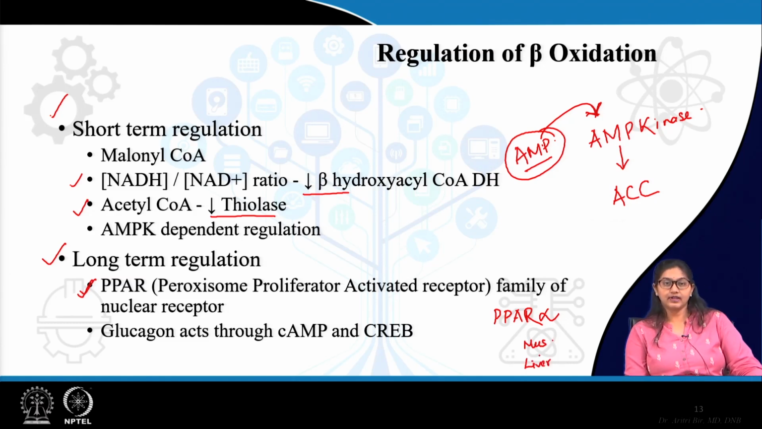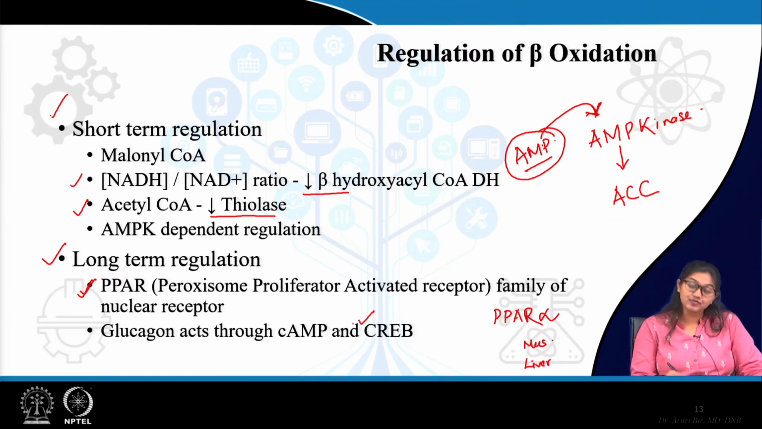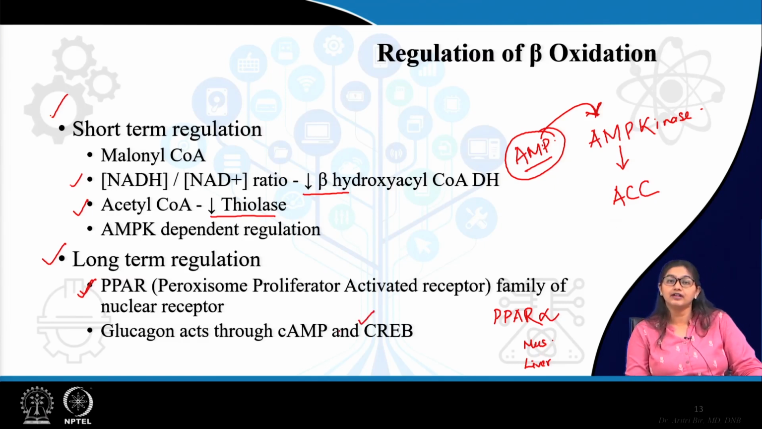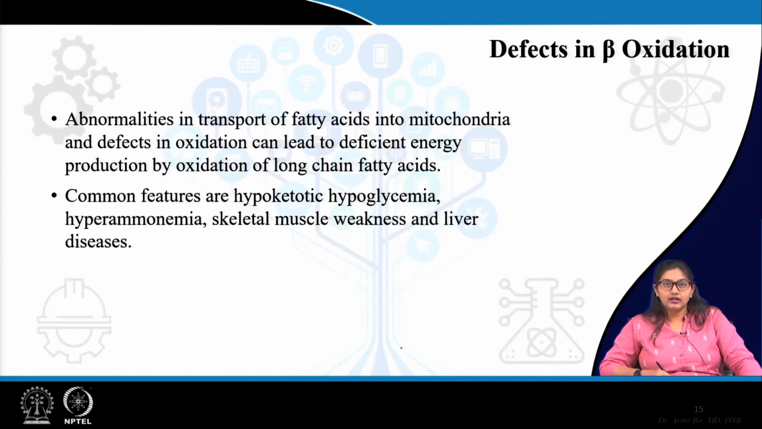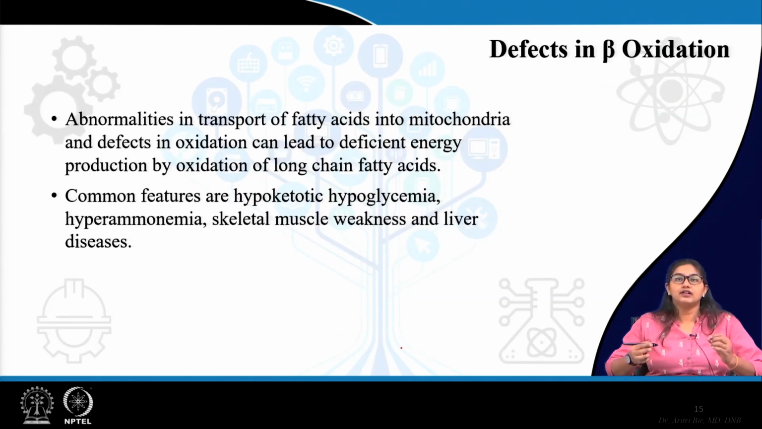adipose tissue as well. Apart from that, glucagon also activates another transcription factor, a cyclic AMP dependent transcription factor, which is known as CREB. So these are the transcription factors through which long term regulation of different beta oxidation related enzymes occurs. Now we will discuss different diseases related to beta oxidation.